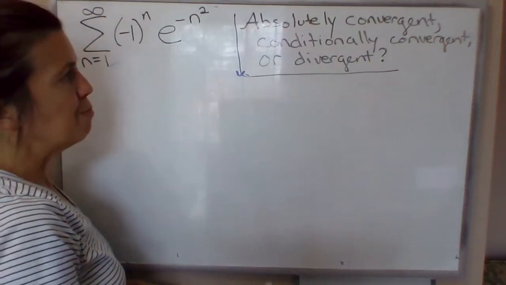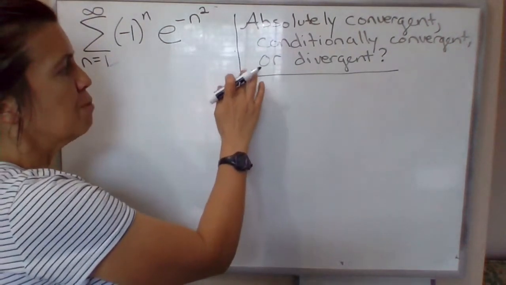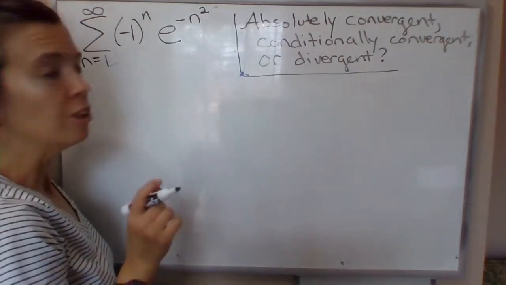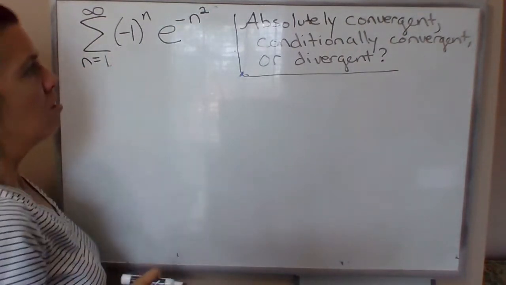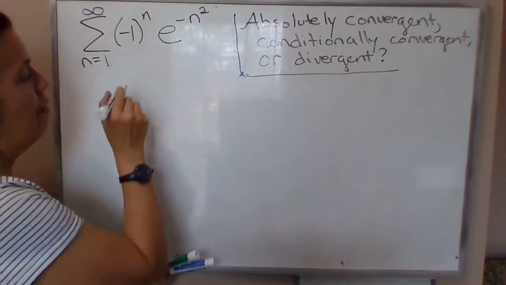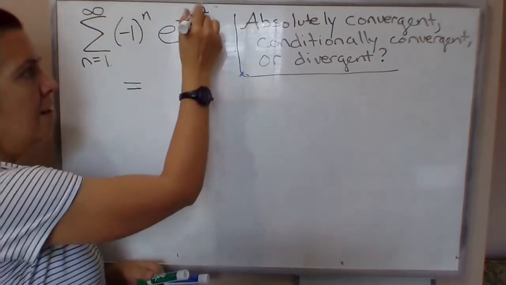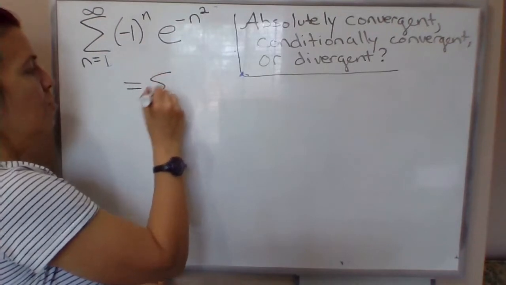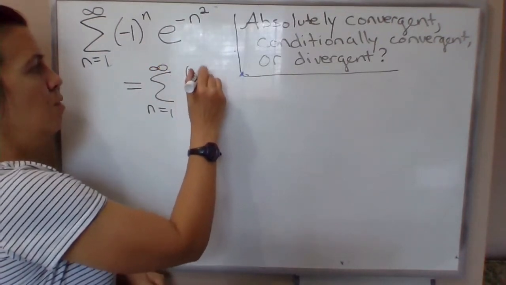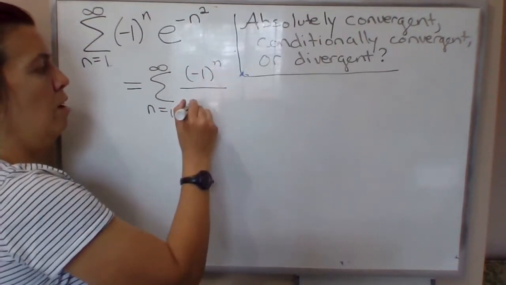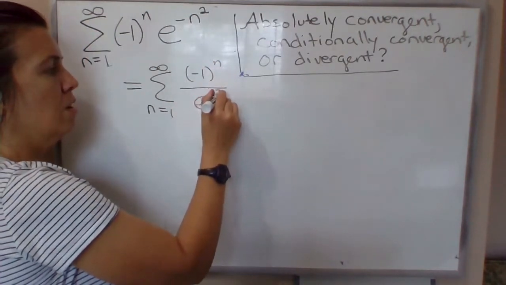Okay, one more example where we're checking whether a series is absolutely convergent, conditionally convergent, or divergent. So with this one, first thing I would want to do is rewrite this thing. I don't like looking at negative exponents. So I would write this as negative 1 to the n over e to the n squared.